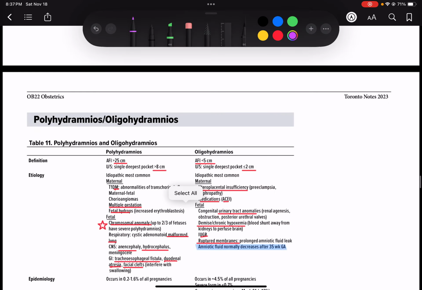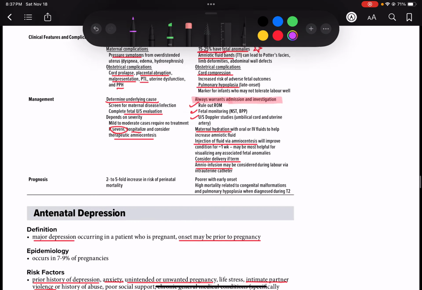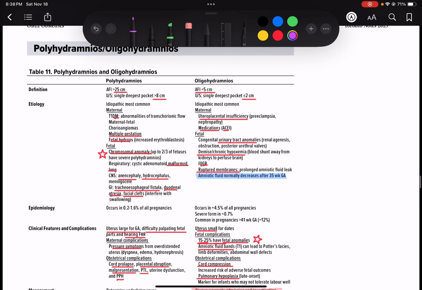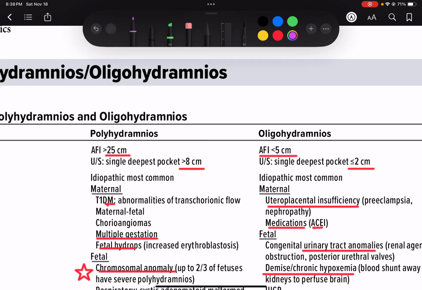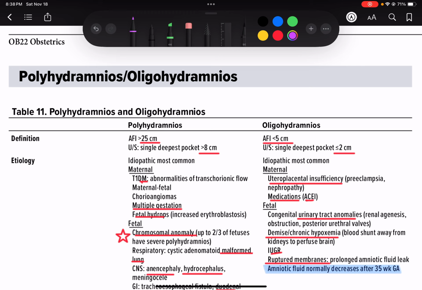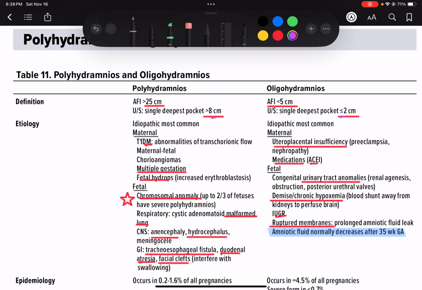Moving forward, we have polyhydramnios and oligohydramnios. Poly means it has more. So the amniotic fluid index is more than 25 centimeters. In oligo it's less than 5 centimeters. So by definition, in ultrasound, the single deepest pocket of the amniotic fluid would be more than 8 centimeters, and it would be less than 2 centimeters in oligohydramnios.